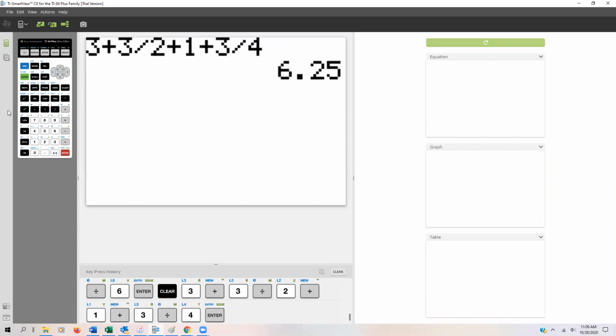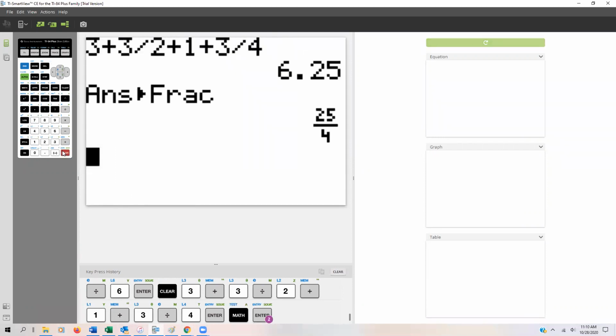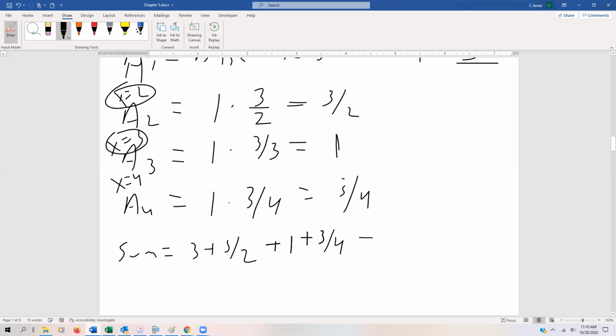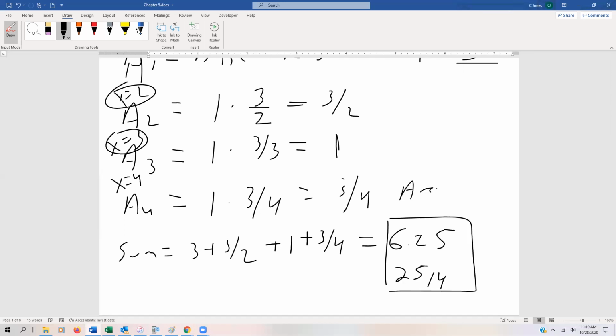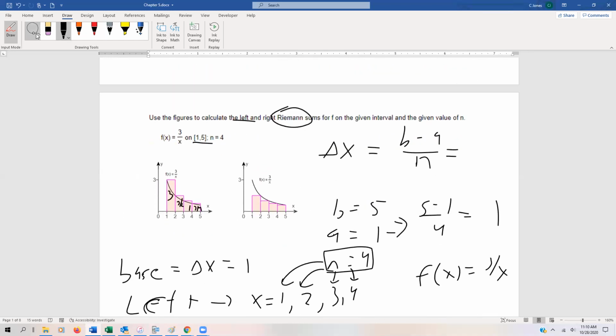And if it doesn't give us an exact number, we're just going to use math enter or a nice integer value. So it's either 6.25 or 25/4. Okay, so either 6.25 because it's exact, which is really 25/4. And what is this? This is the area using the left endpoint. Of course, that's only half the problem, because the other half of the problem is going to be when we take the right endpoint.